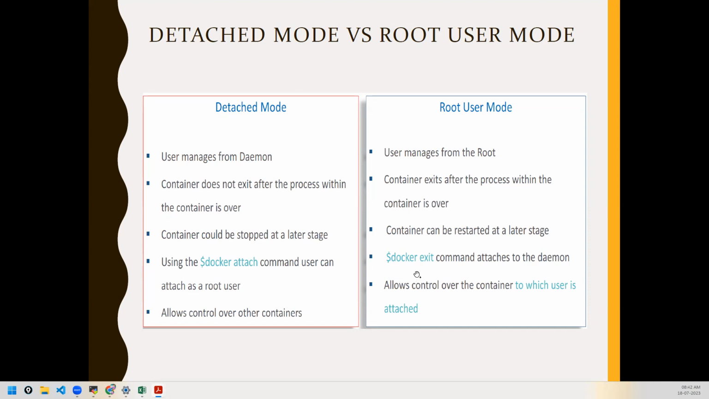Docker exit, that's what you use for leaving the container. It allows control over the container to which the user is attached. You were logging in as a root user, you are getting the shell, you will have complete control. Here you will have the control as a Docker daemon. You can manage multiple containers in detached mode, isn't it? Root user mode, only one at a time. But here you can start all the containers and keep them running in the detached mode.